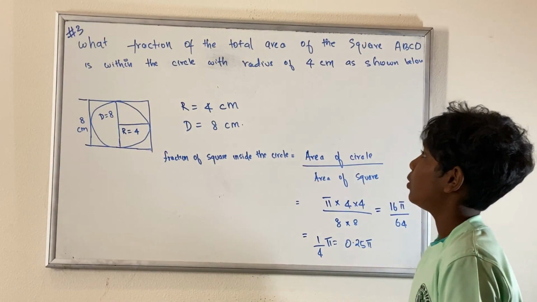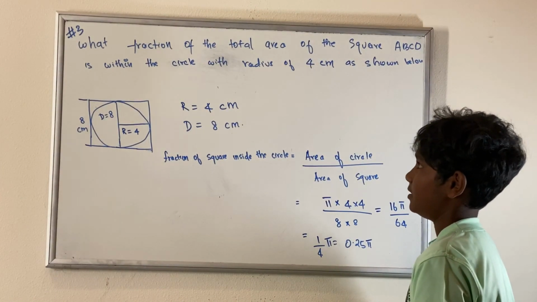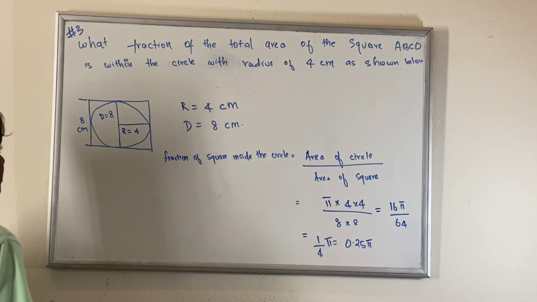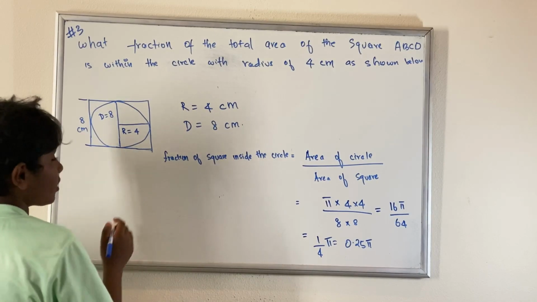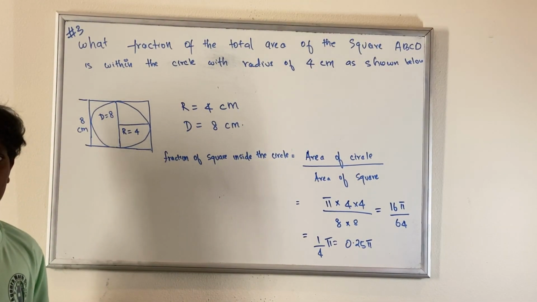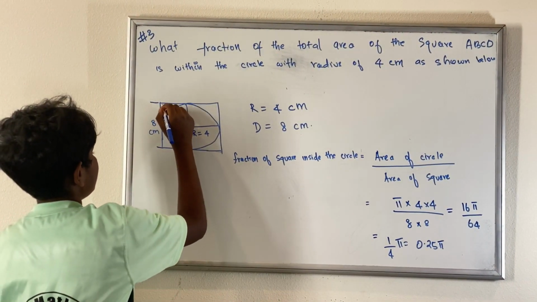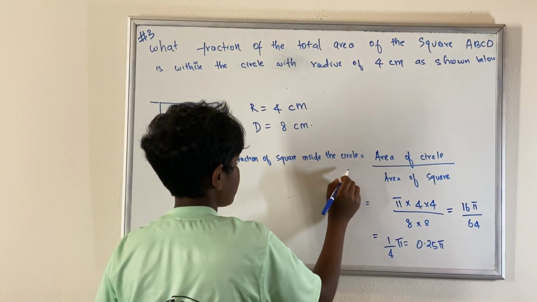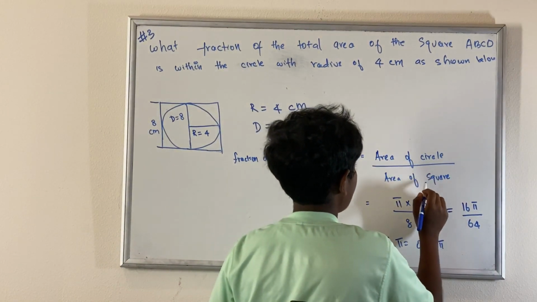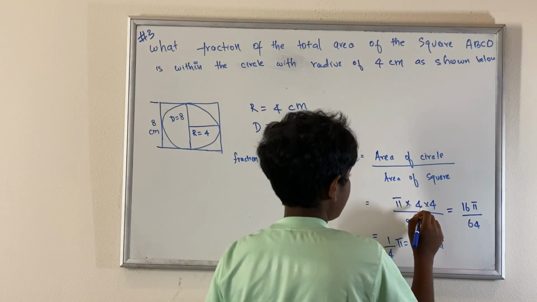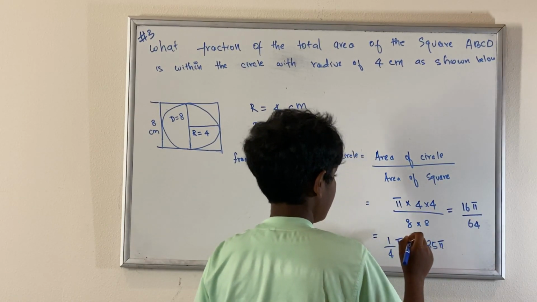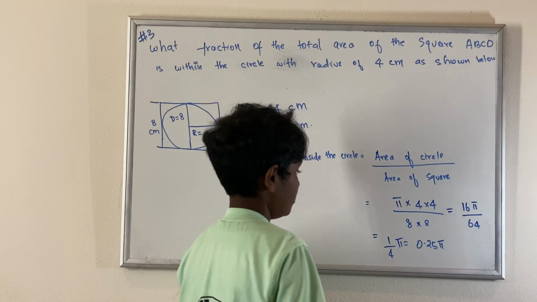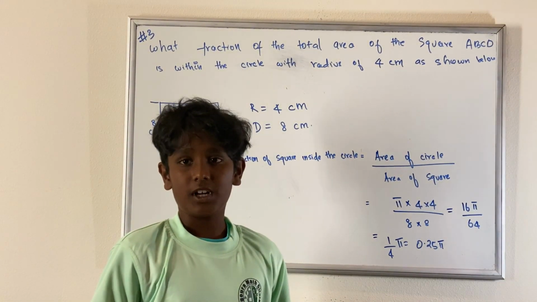Problem number 3. What fraction of the total area of the square ABCD is within the circle with radius of 4 centimeters as shown below? So as we see in the diagram here, we know the radius of this is 4 centimeters. So obviously the diameter is 8 centimeters. So using that 8 centimeters, it resolves to the length of the square. So then we go here, fraction of square inside the circle, which is equal to area of circle divided by area of square. So that is equal to pi times 4 times 4, which is equal to 16 pi, and 8 times 8 equal to 64. So that resolves us to 1 by 4 pi, or you could say 0.25 pi.